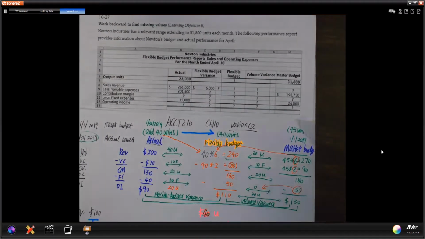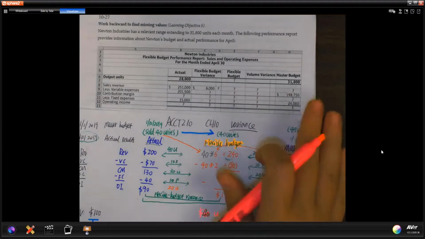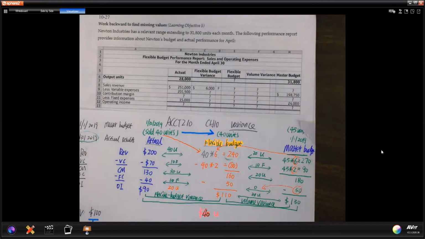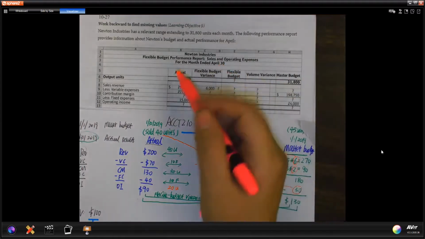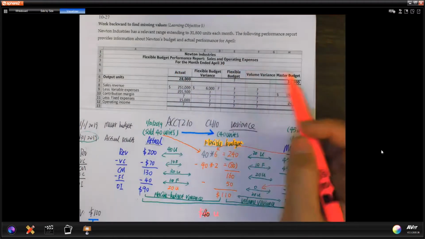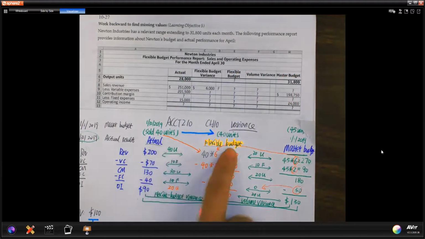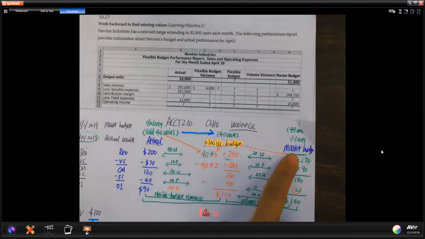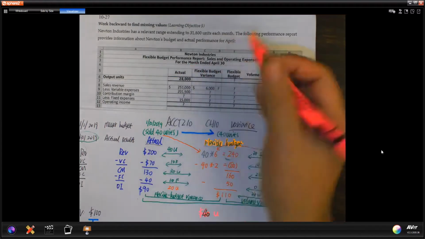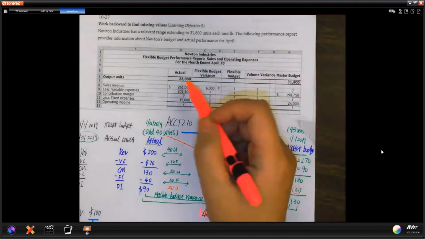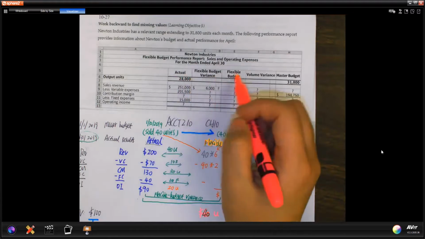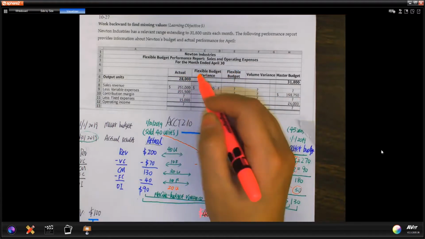We said the first different ways is like a puzzle. No matter which piece you put first, it doesn't affect the final answer. So you have your actual, you have flexible budget, you have a master budget. I'll put it here. And then we said that the first thing you want to know is your flexible budget, the units will be the same as your actual.